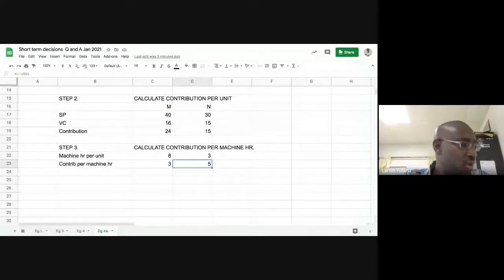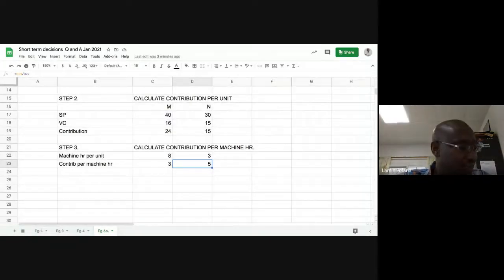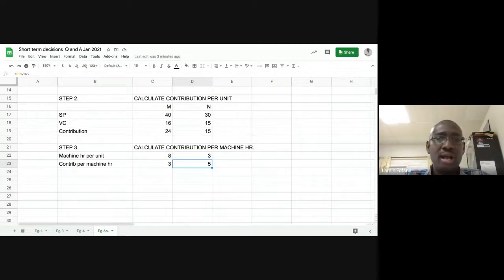Okay, so let's move to step 4 now. If we're fine, let's move to step 4. So step 4, actually before step 4, at step 3, we need to do our ranking. Okay, so we do our ranking.